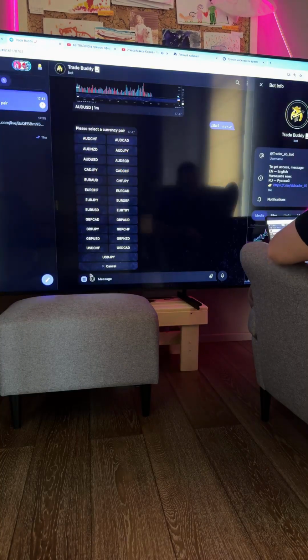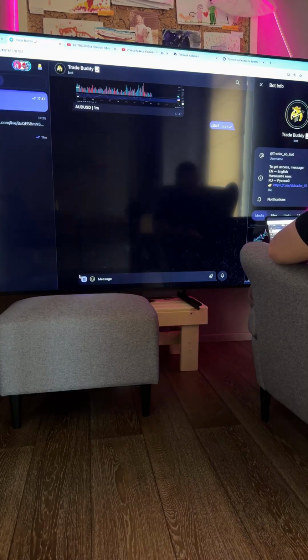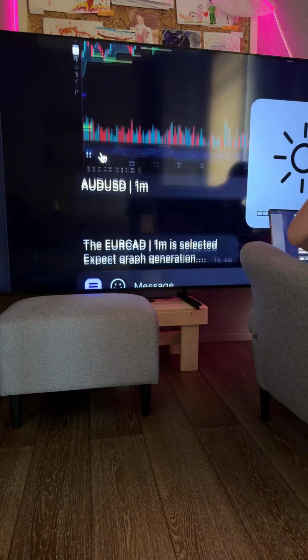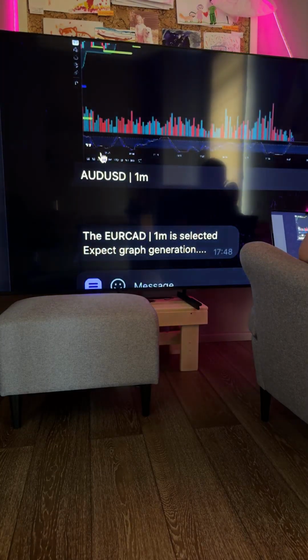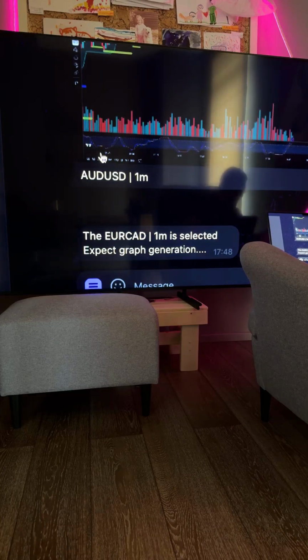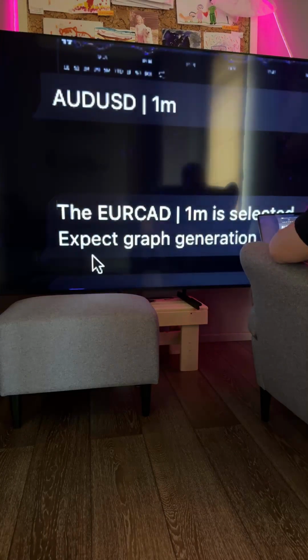Currency pair EURCAD, Euro Canadian dollar. Let's open it on our trading platform, the 1 minute M1 time frame. Open the currency pair, Euro Canadian dollar, and request the artificial intelligence bot to give us a detailed forecast for EURCAD. Now we are waiting for the answer.